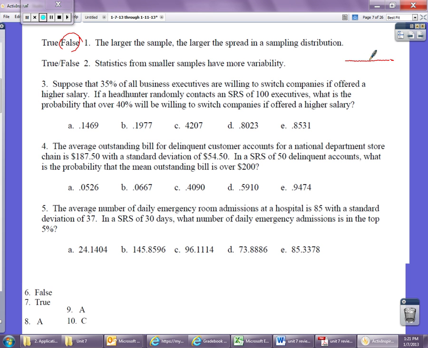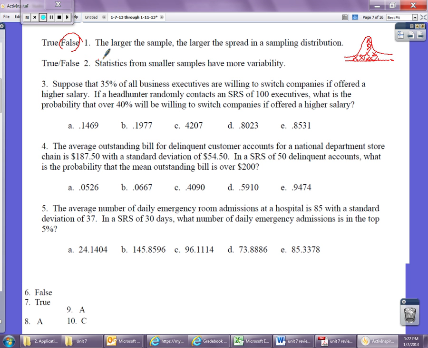If I'm looking at a line plot and I have maybe 3 people's means, I might have a data value here, here, and here. Now if I add in other people's responses, I might get something that looks more like this, which is more of your normal curve. So basically the statement says that the larger the sample, the larger the spread. It actually should be the smaller the spread in a sampling distribution. So this is a false statement.